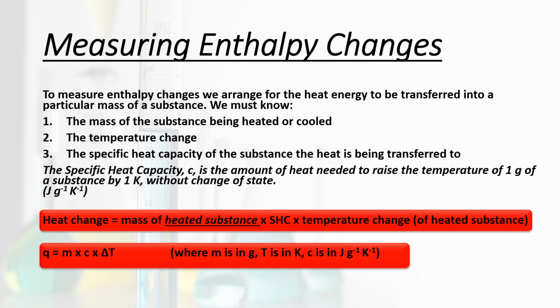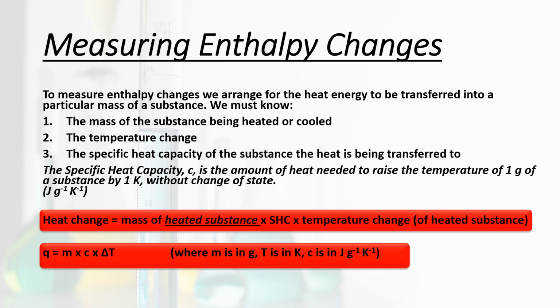And so the heat change is the mass of the heated substance multiplied by the specific heat capacity of the heated substance, times the temperature change of the heated substance. And we can also write it out in symbols. So we have Q for a heat change, m stands for mass, the lowercase c stands for specific heat capacity, and delta T stands for a change in temperature.